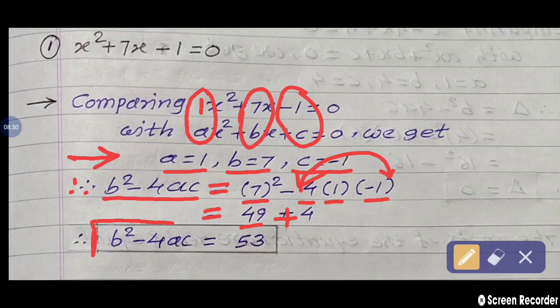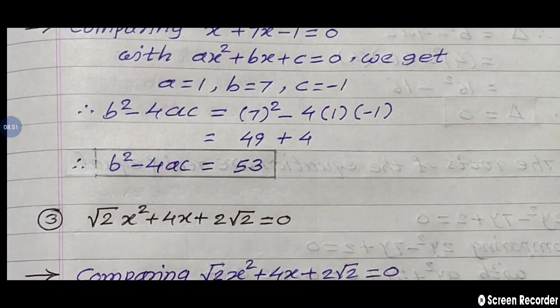This is the value of discriminant. That is, b square minus 4ac is equal to 53. 49 plus 4 is 53. In this way, we find out the value of the discriminant of the given quadratic equation. One more problem we solve here, that is C.